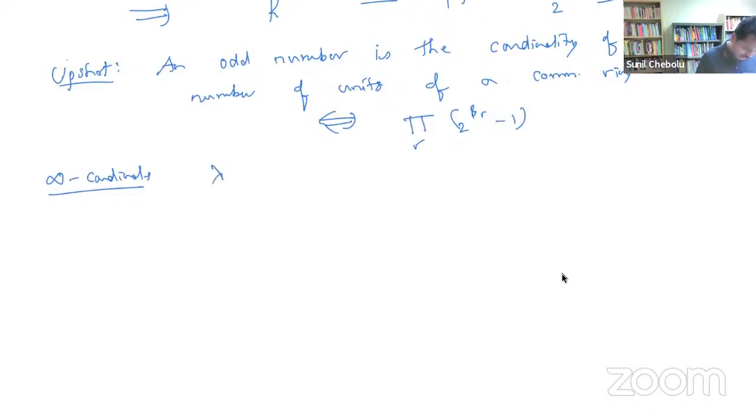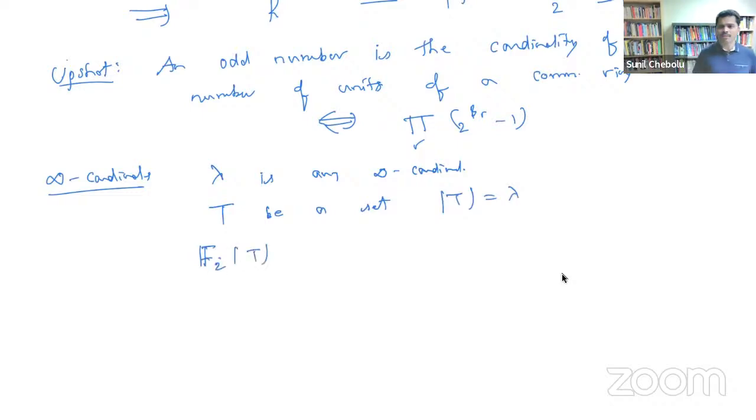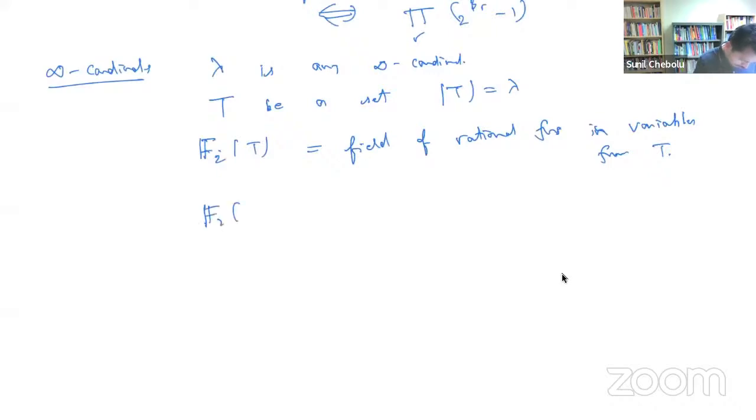If lambda is any infinite cardinal, let's not use the letter S because I already used S. Let T be some set so that the cardinality of T is lambda, then you just take F2 of T. So this is the field of rational functions with variables from T. Then using transfinite arithmetic, it's not hard to show that this has cardinality equal to lambda.